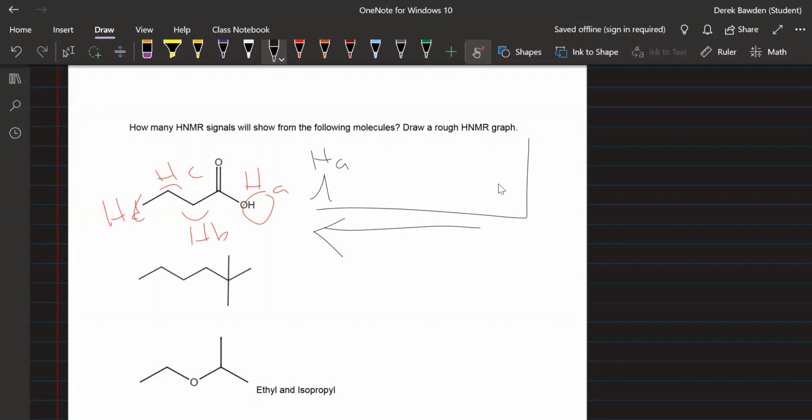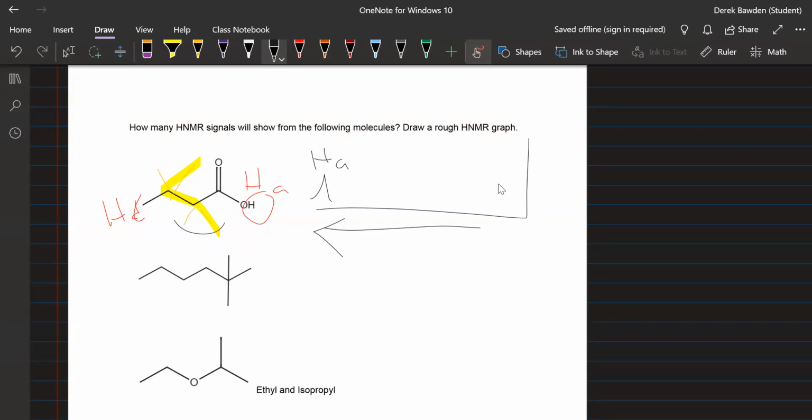HB, perfect. Now we need to determine how many neighbors it has. And there are hydrogens within 3 sigma bonds here. So HB has 2 neighbors, and they're the HC hydrogens. If you want me to show that, let me show this on this first one. There's 2 hydrogens here, 2 hydrogens here. If you look at the number of sigma bonds from this hydrogen all the way to here, that's 3 bonds. We go from hydrogen to carbon, carbon to carbon, carbon to hydrogen. 3 sigma bonds, so that means that they are neighbors.